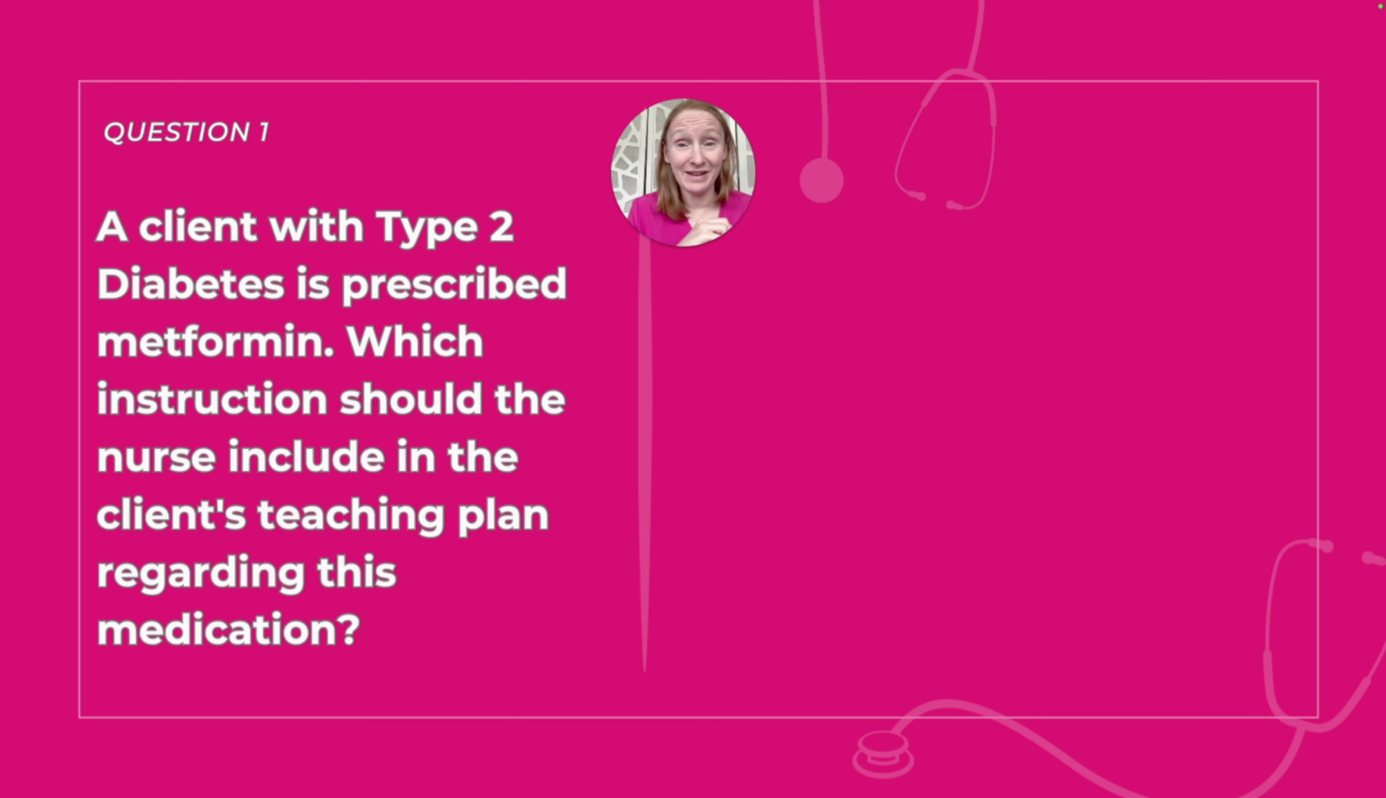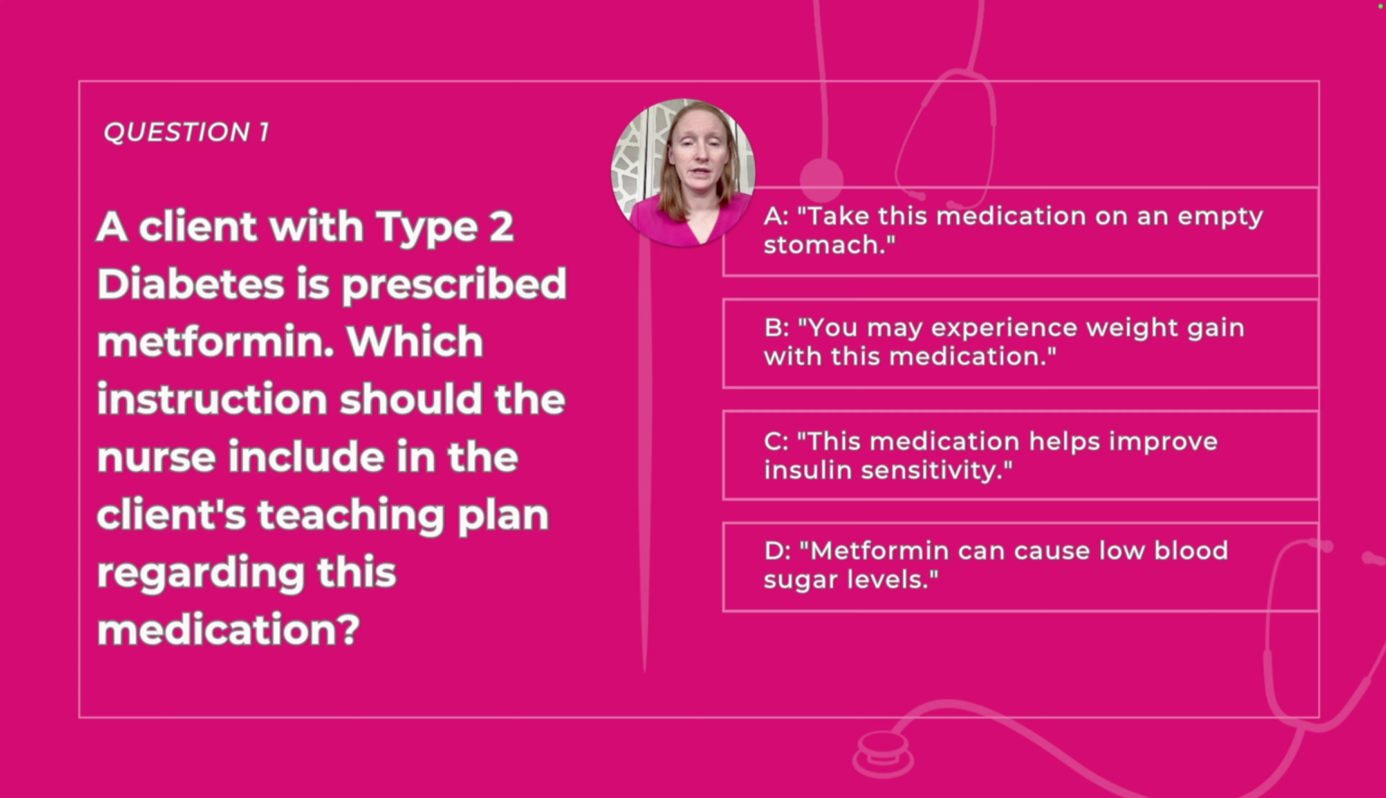It's important to note that this medication only works with type 2 diabetes, not type 1. Type 1 doesn't have any insulin, so the metformin can't help insulin do its job better, which is why metformin cannot be used in type 1 diabetes. Now, what's the question really asking? We're looking for something we'd teach about this medication. Let's go through the answers.